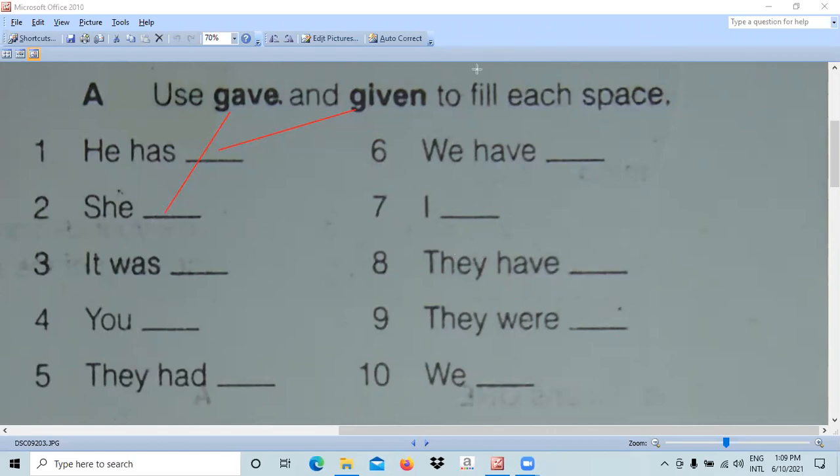It was given, you gave, they had given, we have given, I gave, they have given, they were given, we gave. So there you have 10 marks.